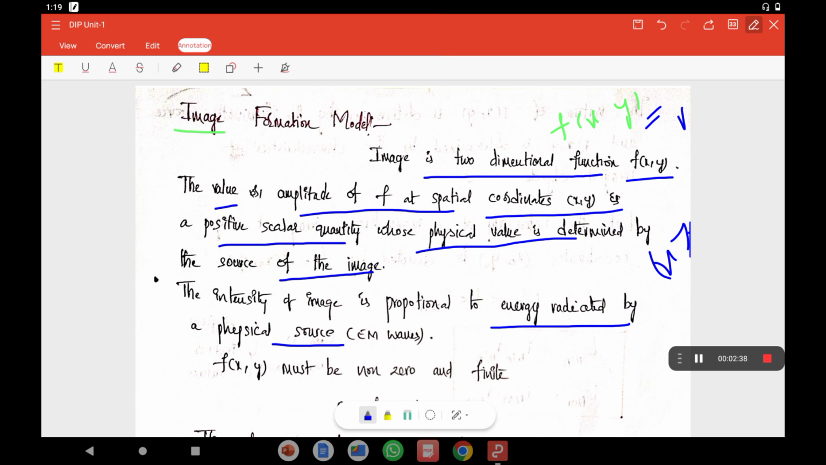So here, let it be considered that f of x comma y must be a non-zero and finite value. This function value must be some non-zero value, and moreover it must also be finite. Then only we can define a digital image, which is also a finite value. If it is infinite, we cannot exactly determine the value of that function at that pair of coordinates. That's why it must be a finite value.